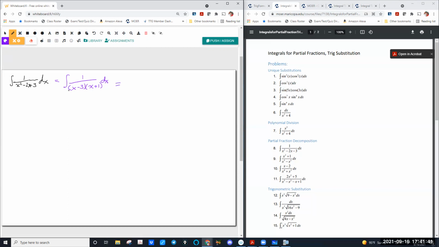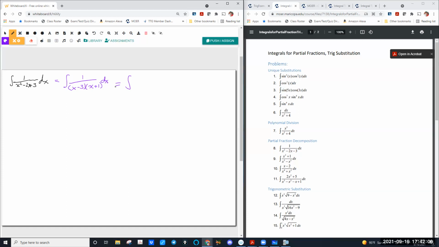All right. So what you do next is you want to rewrite this in terms of two fractions. One of them with a denominator x minus 3, one of them with a denominator of x plus 1. But we can't put the 1 on top because we don't know that it's 1. We don't know what the numerators of these separate fractions are going to be. So we represent those with a variable or variables.